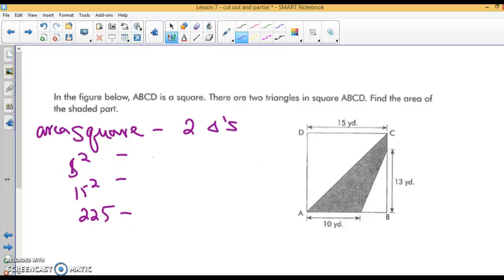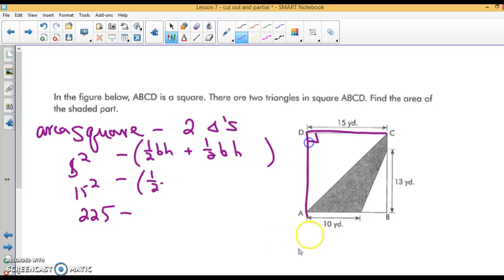Okay, my two triangles. I'm going to add them together. So my first triangle, let's do the big one. 1/2 base times height plus the little one, 1/2 base times height. So in the big triangle, 1/2 times the base and the height are both 15. Plus the little triangle, the height is 13. The base, if this whole thing is 15 and this is 10, this has to be 5.